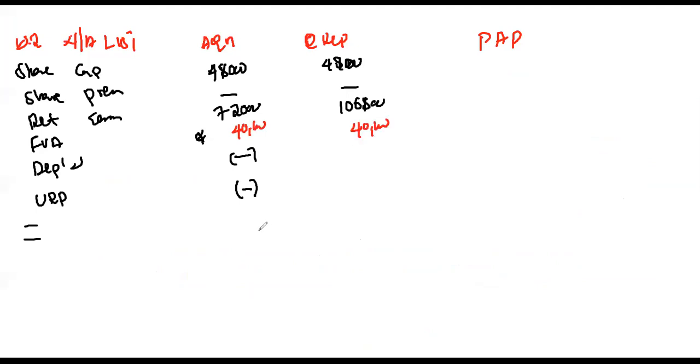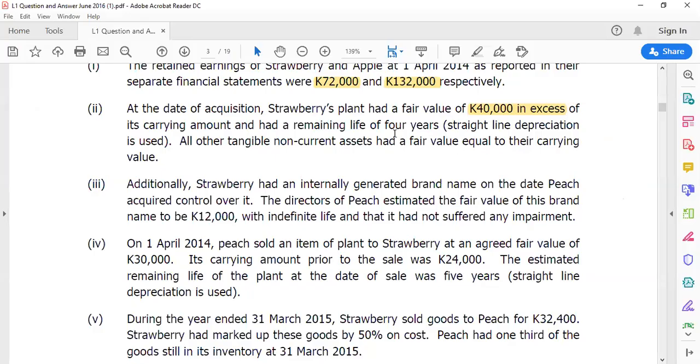40,000. Okay, now we have excess depreciation. What does that mean? It means that if an asset gains value, you see, an asset has gained some value by 40, and the remaining life was 4 years. That means this asset should also suffer some depreciation.